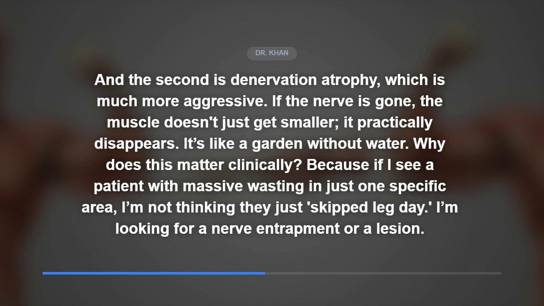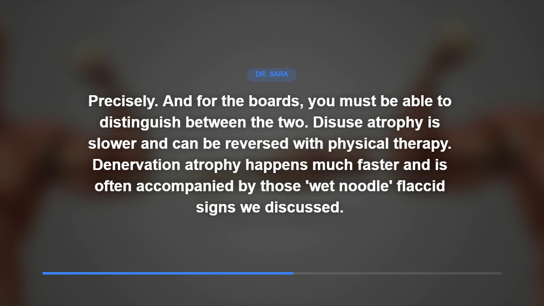And the second is denervation atrophy, which is much more aggressive. If the nerve is gone, the muscle doesn't just get smaller, it practically disappears. It's like a garden without water. Why does this matter clinically? Because if I see a patient with massive wasting in just one specific area, I'm not thinking they just skipped leg day. I'm looking for a nerve entrapment or a lesion.